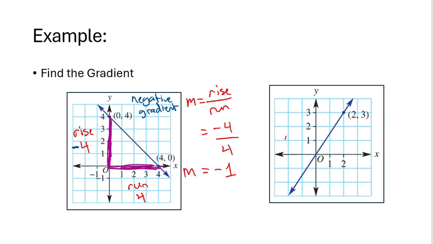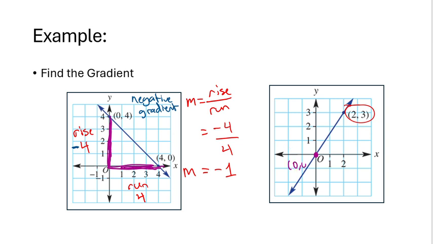Okay. Now, for my second example here, I'm only given one coordinate right now. So I need to find the second coordinate. So just looking at that line, there is one point that's standing out to me, and that is this point right here, the origin, the 0.